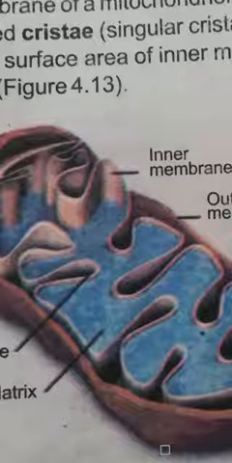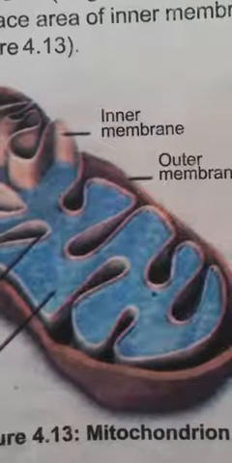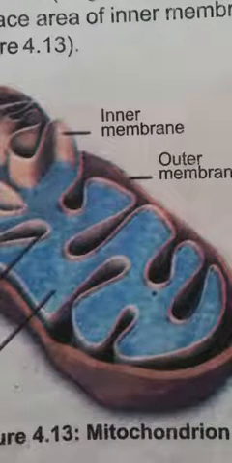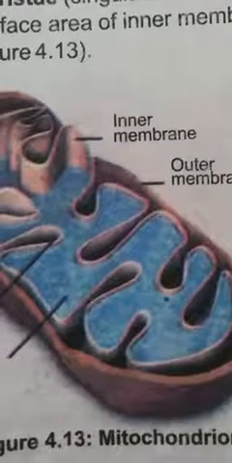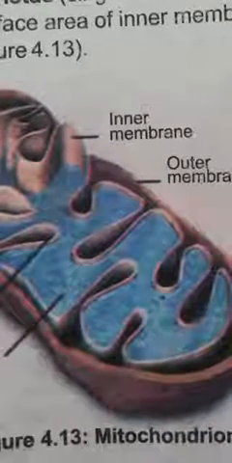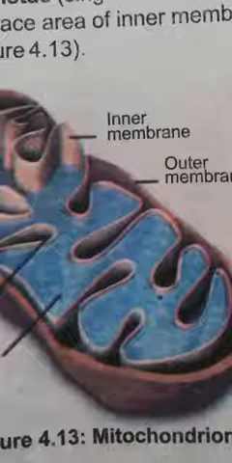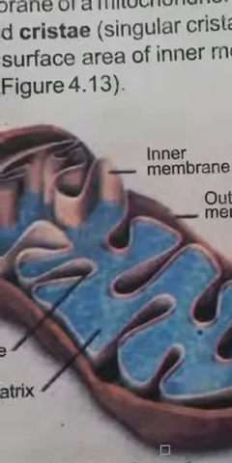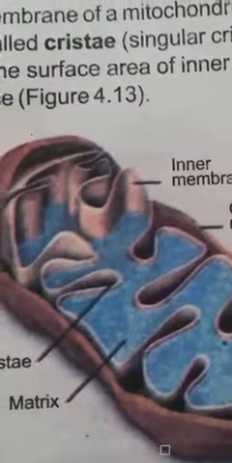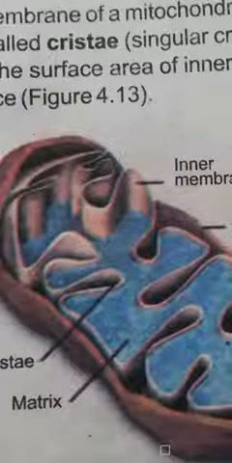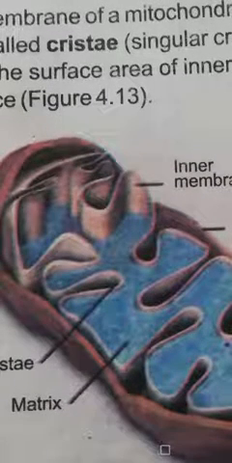This inner membrane basically increases the surface area of the mitochondria, in which different metabolic reactions take place. And the inner side of the inner membrane is called the matrix. In the matrix, different biochemical reactions take place.